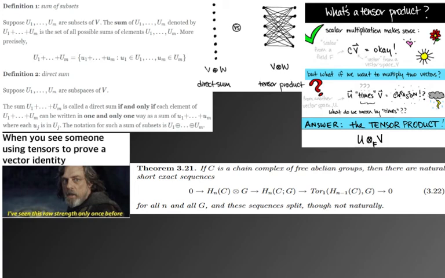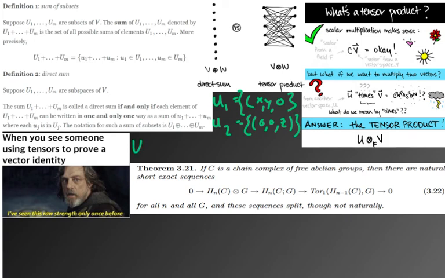So I can make a pretty clear example, I think. So if you let U1 equal the set of things like x, y, 0, and then you let U2 equal the set 0, 0, z, right?